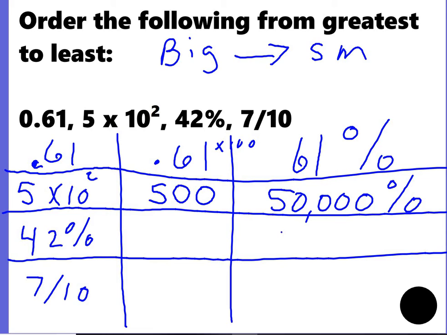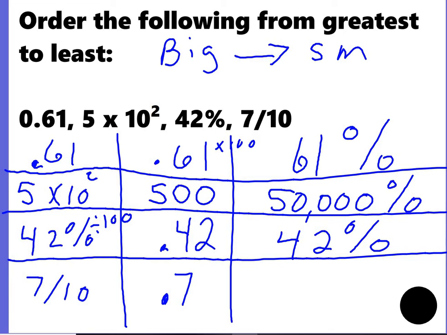Be careful when you're writing your zeros, percent. The 42% is already a percent, so I'm just going to move it over here. But if I want to change it to a decimal, I take a percent and divide by 100 to get a decimal. Finally, 7 divided by 10. You just put it in your calculator to get 0.7, and then you multiply that by 100 to get 70%.